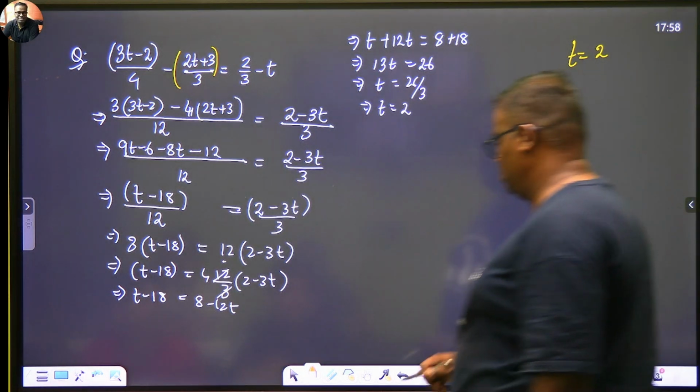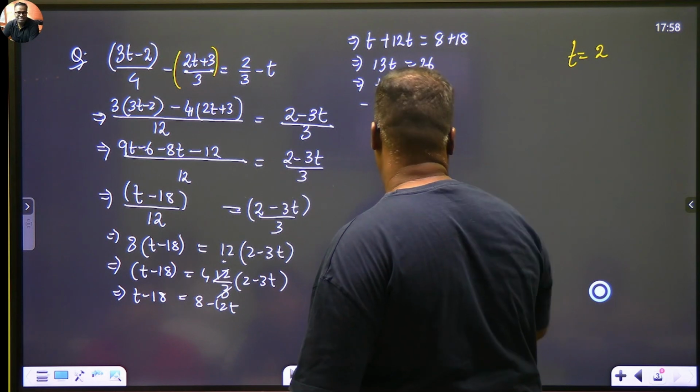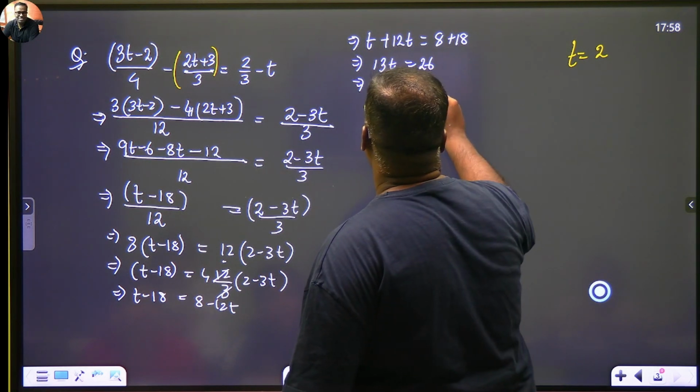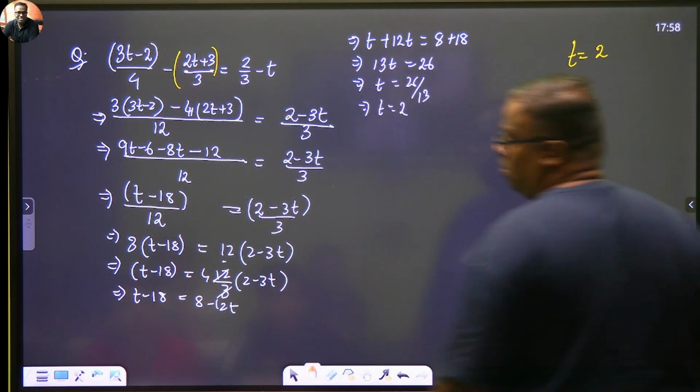26 by 2, sorry. 26 by 13. Or t becomes equal to how much? 2. This is one way of solving this problem.